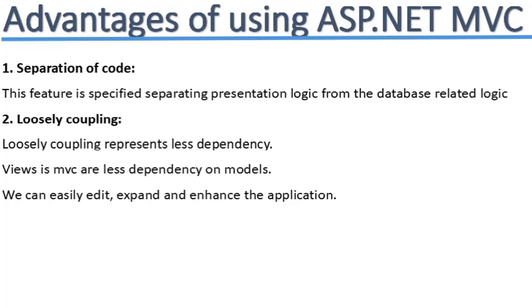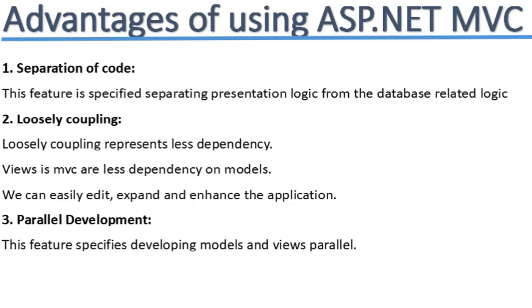The second one is loose coupling. It also achieves loose coupling. Why? Because, as I just told you, views and model are independent folders, so they are less dependent. The views are less dependent on the model, so that's why it is loosely coupled. And because it is loosely coupled, we can easily iterate, expand and enhance our application. This is one of the best advantages of using ASP.NET MVC.